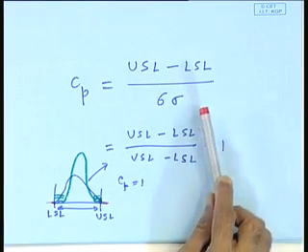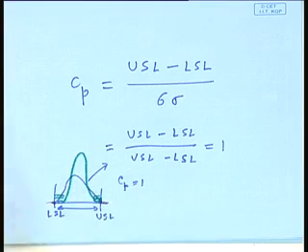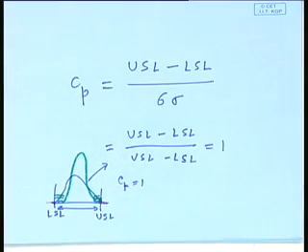And this just basically gives you an idea what is the chance of my producing something that's going to be within these specification limits, because my process is pretty tight. CP by itself does not worry about the centrality of the process.